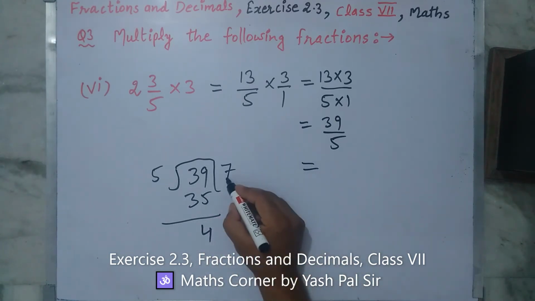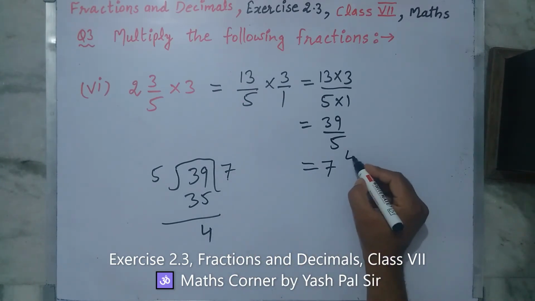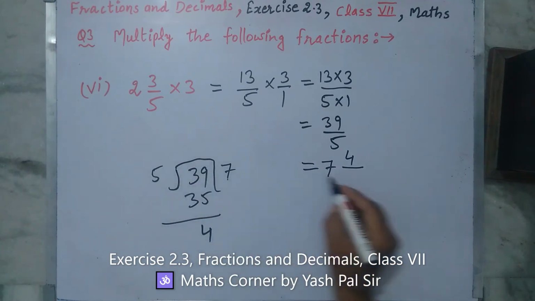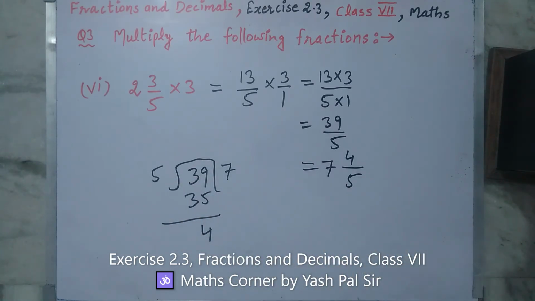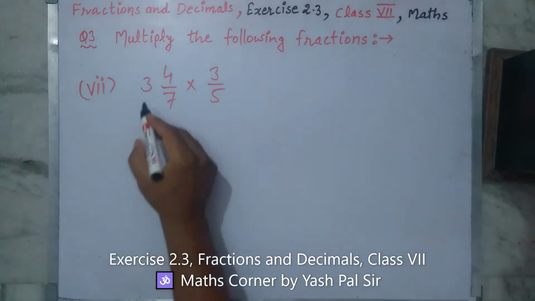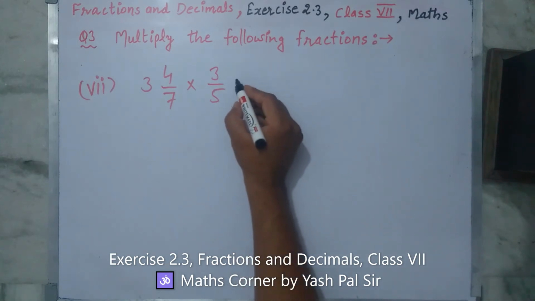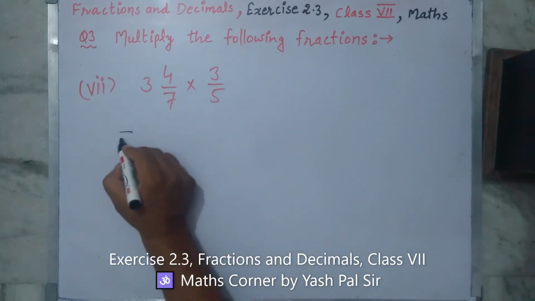So the answer is: quotient 7, remainder 4 upon 5. This is the final answer. Now we have part number 7: 3 and 4 by 7 divided by 3 by 5. So how to do this question?